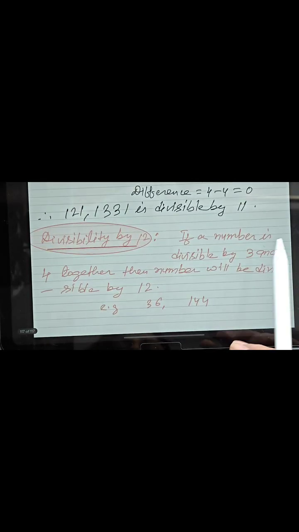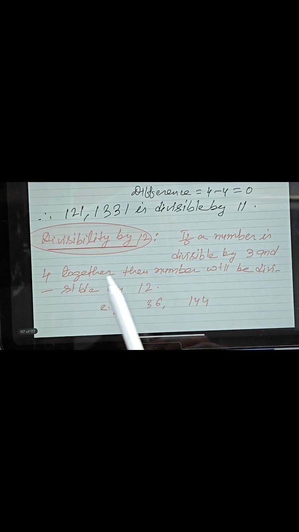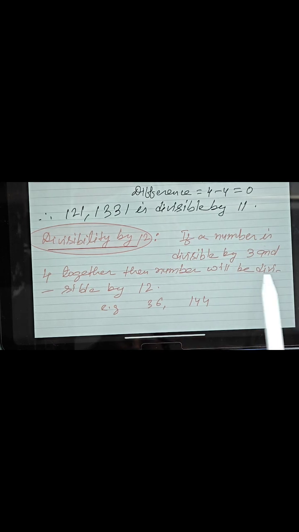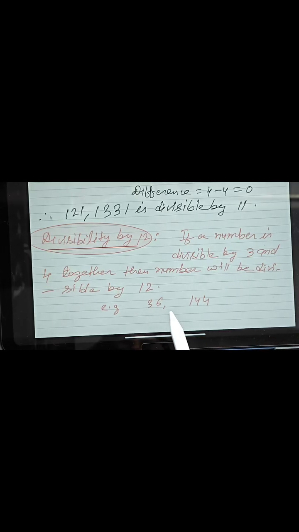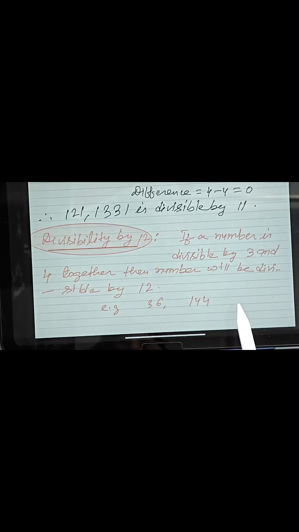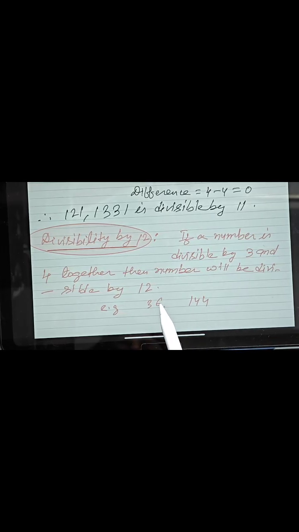Now divisibility by 12. If a number is divisible by 3 and 4 together, then the number will be divisible by 12. It is like 6. For divisibility by 6, it should be divisible by 2 and 3. For 12, it should be divisible by 3 and 4 together. So 36 and 144 are examples of numbers divisible by 12.